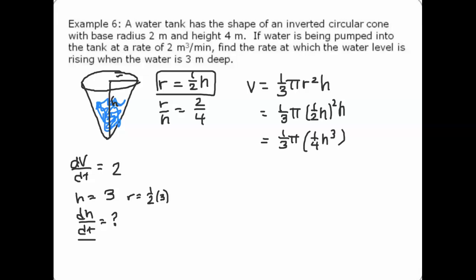So you get 1/3 pi 1/4 h cubed, which is really 1/12 pi h cubed, which means dV/dt is equal to 3/12 pi h squared dH/dt. Plugging in what we know, 3/12 reduces to 1/4.